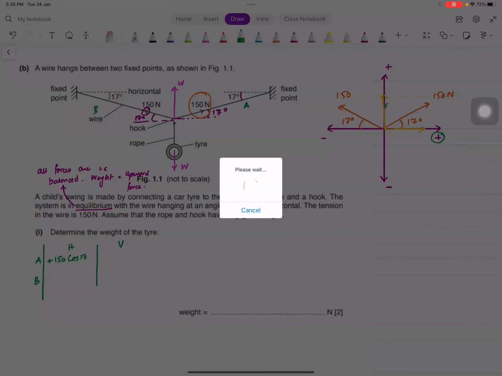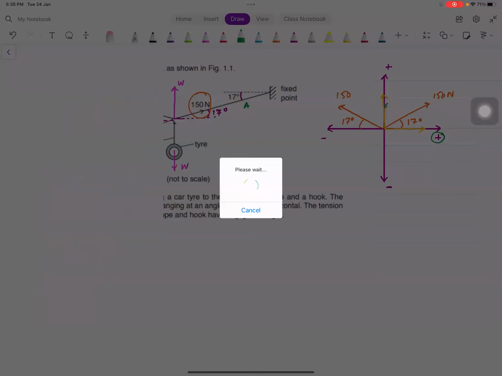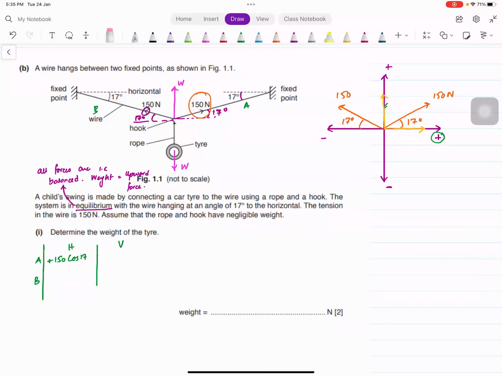Now, for the vertical one, which is here, it is going to be 150, let's think. Just a second, please. Okay, so it's going to be 150 sine of 17. Can you tell me should I put a positive sign or negative sign here? Anyone?